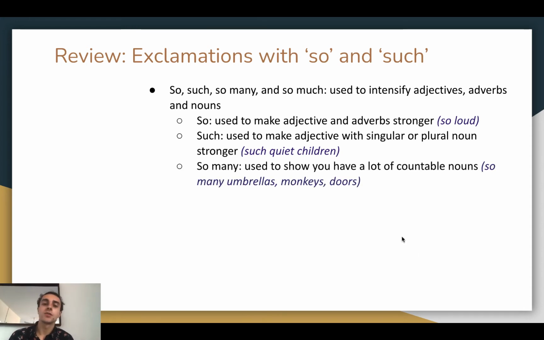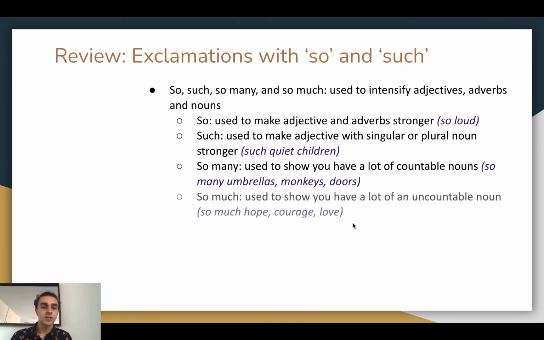So many is used to show you have a lot of countable nouns, right? So we have many, like 1, 2, 3 umbrellas, monkeys, doors, things you can count, right? So much is used to show you have a lot of an uncountable noun, such as hope, courage, love. We can't count, we can't have multiple hopes or multiple courages, right? But we use so much because we only have one of that, right?